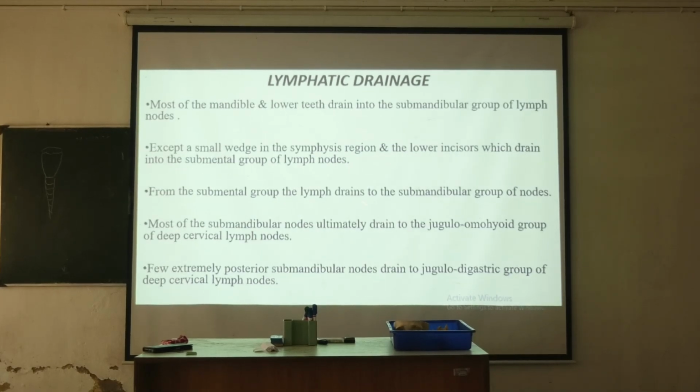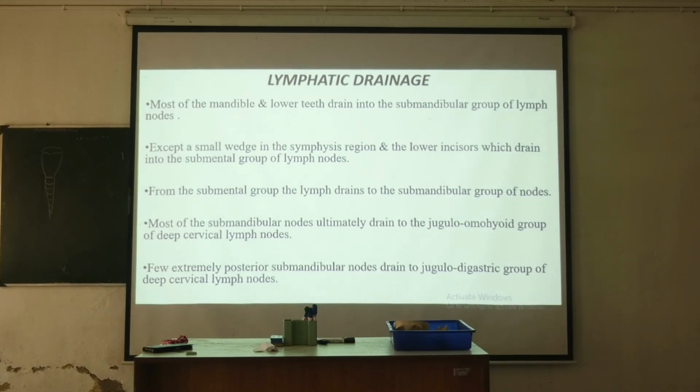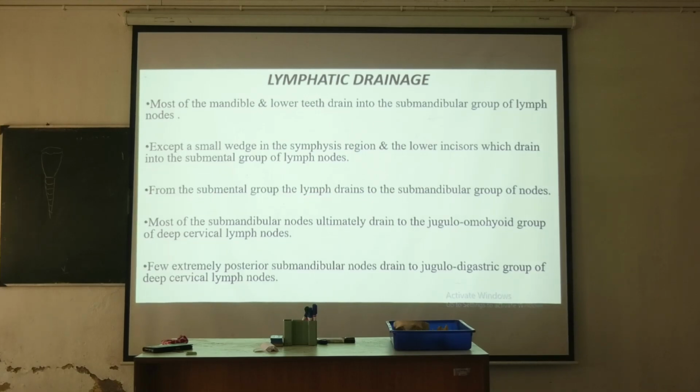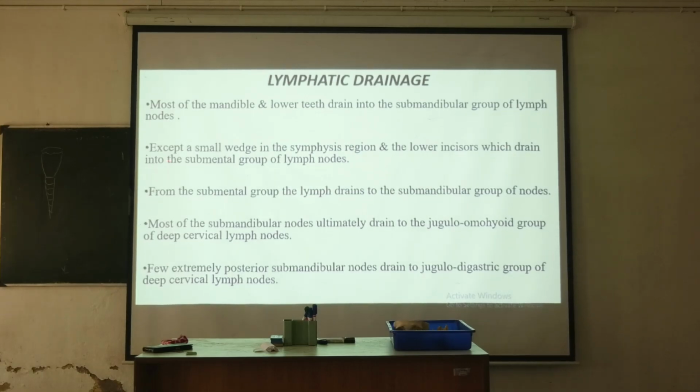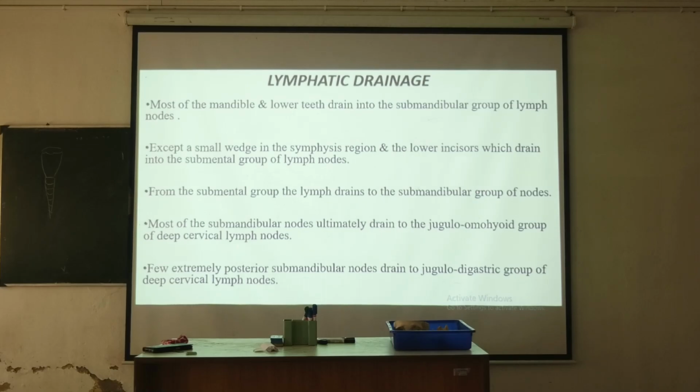Next we go to the lymphatic drainage. Most of the mandible and lower teeth drain into the submandibular group of lymph nodes, except a small wedge in the symphysis region and the lower incisors, which drain into the submental group of lymph nodes. From the submental group, the lymph drains to the submandibular group of nodes, and most of the submandibular nodes ultimately drain to the jugulo-omohyoid group of deep cervical lymph nodes. A few extremely posterior submandibular nodes drain to the jugulo-digastric group of deep cervical lymph nodes.